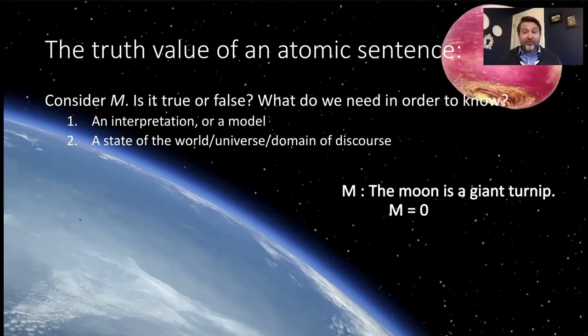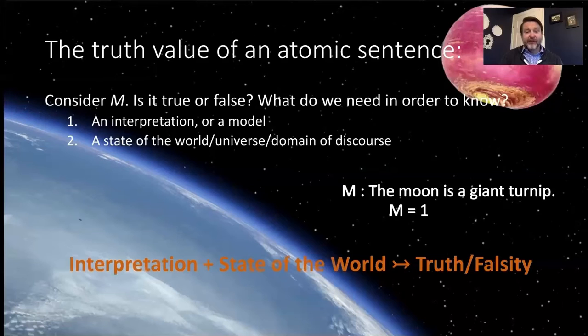But we can change the truth value of M without changing its interpretation if we change the world. So, right, what if the moon were actually a giant turnip? Well, then in that case, this sentence would be true, right? We haven't changed the interpretation of M, but we have changed its truth value by changing the world. So for any atomic sentence, whether it's true or false, we need an interpretation plus a state of the world. And those give us the truth or the falsity of an atomic sentence. So an atomic sentence's truth value is relative to its interpretation plus the state of the world.